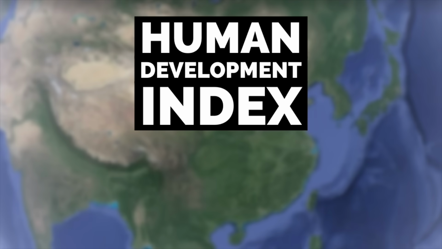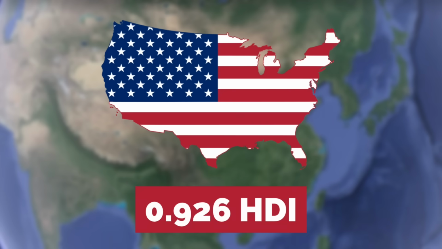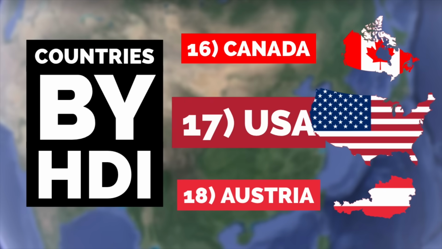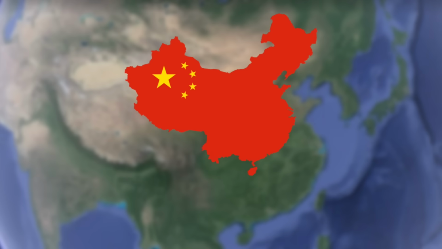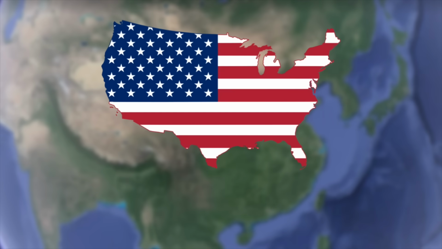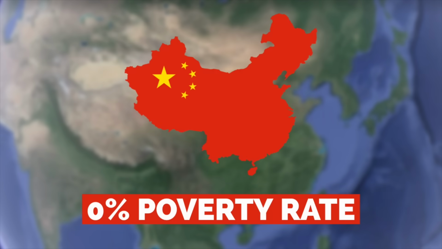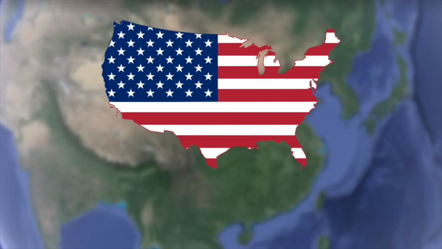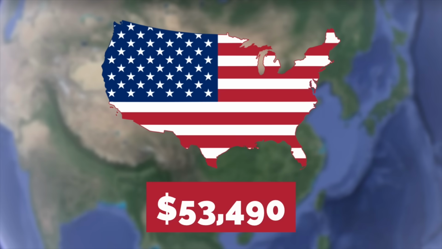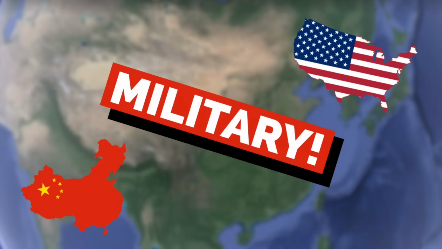The Human Development Index, or HDI, measures a nation's development by taking into account factors like education, life expectancy, and average incomes. The HDI of the United States is 0.926, which would make it the 17th most developed country in the world. China's HDI is significantly lower at 0.761, which would give it a global rank of 85. The poverty rate of the United States is 14.4%, while China claims to have a 0% poverty rate, which is probably not true. The average income in the United States is $53,490, while China's average income is $13,231.